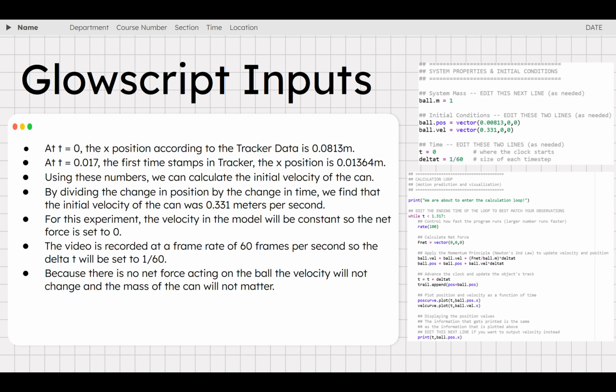For this experiment, the velocity in the model will be constant, so the net force will be 0. The video is recorded at a frame rate of 60 frames per second, so the delta t will be set to 1/60. Then because there is no net force acting on the ball, the velocity will not change and the mass of the can will not matter.